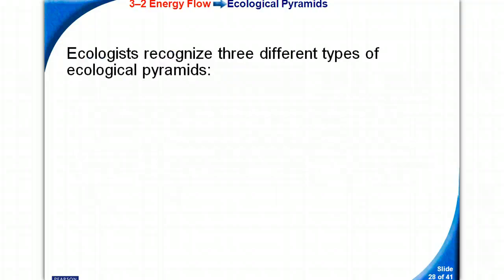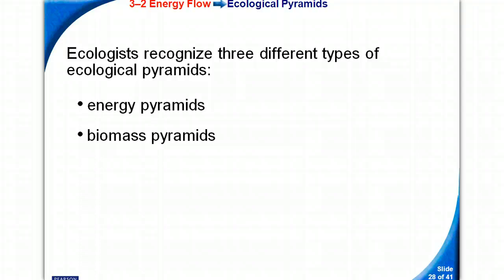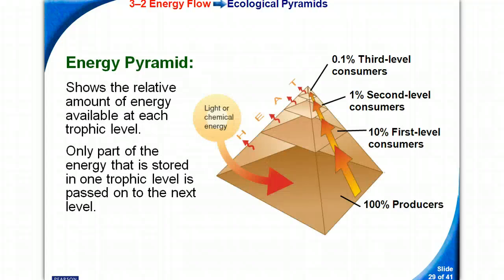So, ecologists recognize 3 different types of ecological pyramids: energy pyramids, biomass pyramids, and pyramids of numbers. Here, this is an energy pyramid. Now, this shows the relative amount of energy available at each trophic level. Only part of the energy that is stored in one trophic level is passed on to the next level.